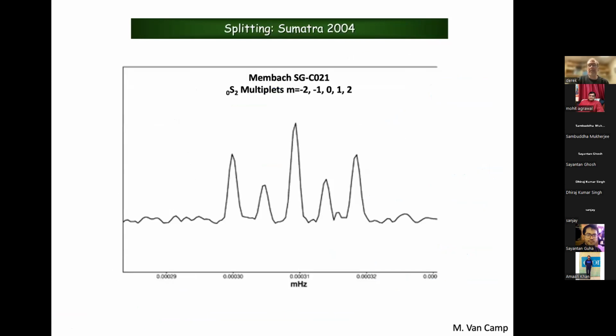So here's an example. We will recall that M can vary from minus L to plus L. So L is 2 here, and the multiplets are M equals -2, -1, 0, 1, and 2. And here we see the different multiplets.